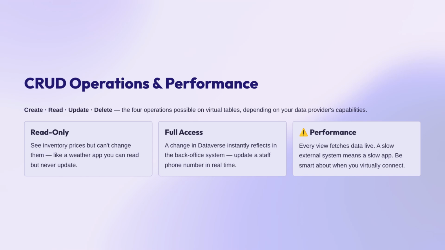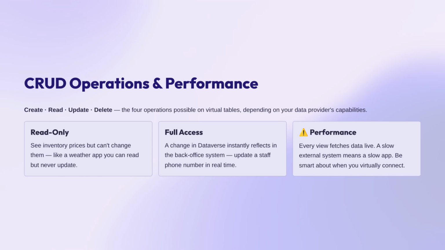Stay with me here, because every time you look at a virtual table, Dataverse has to go fetch that data in real time. If the external system is slow, your app will feel slow too. You've probably seen this at the office when a website takes forever to load a report. That's a performance bottleneck. Let's break this down together. We have to be smart about when we virtually connect so we don't slow down our intelligent foundation.